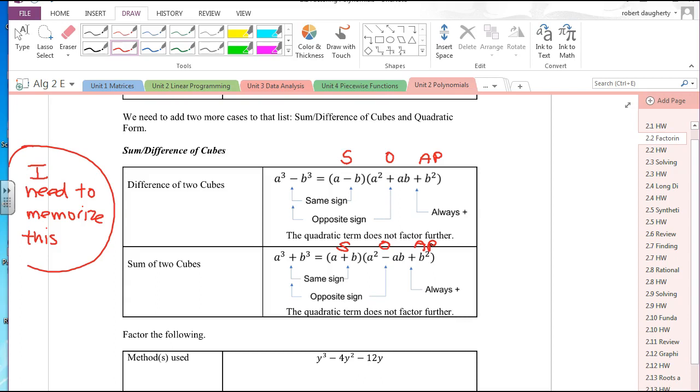So for example, if I had x cubed minus 27, those are perfect cubes, right? According to this formula, I'm going to have x minus what?